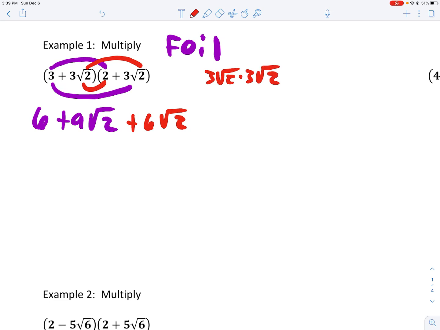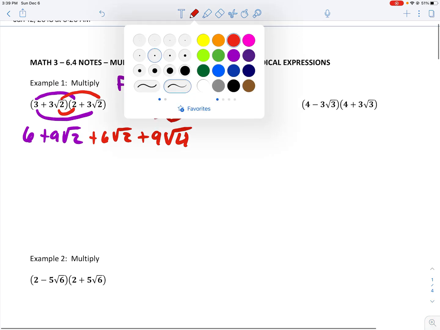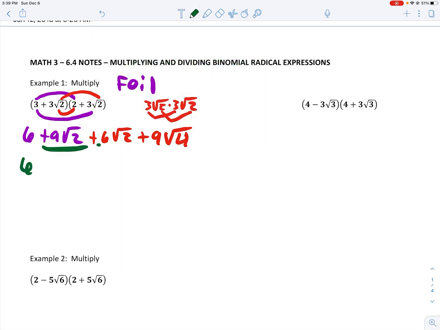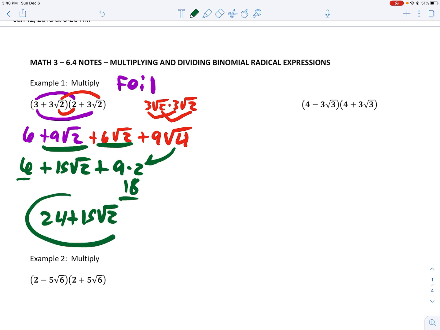This is where most students struggle. So 3 times 3 is 9. Root 2 times root 2 is root 4. And now you just simplify and combine like terms. So we have 6 and 9 root 2, we have like terms, that would give us 15 root 2 plus 9. The square root of 4 is 2, so 9 times 2, that's 18. So 18 and 6 are like terms. So 24 plus 15 root 2, and that would be your product.